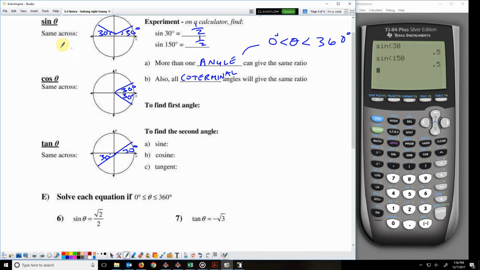For sine, it's across the y-axis. Cosine, same across the x-axis. And tangent, same across the origin, is where you can find the same ratios. So when you're looking for a first angle, say instead of sine 30 equals blank, say you had sine theta equals 1/2. To get that first angle, you would use inverse trig functions.